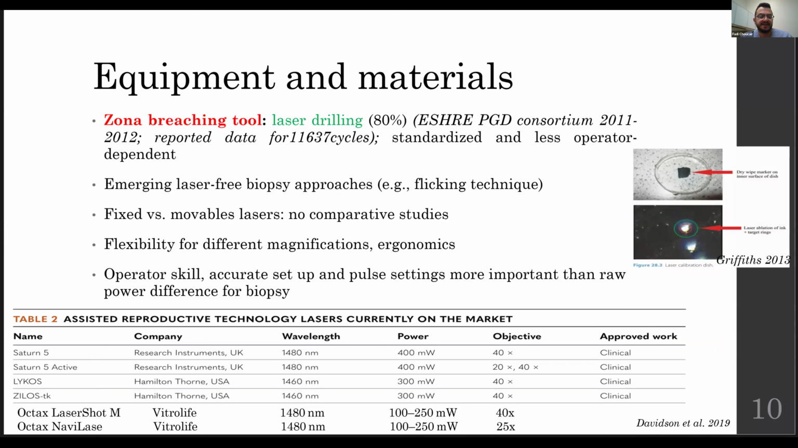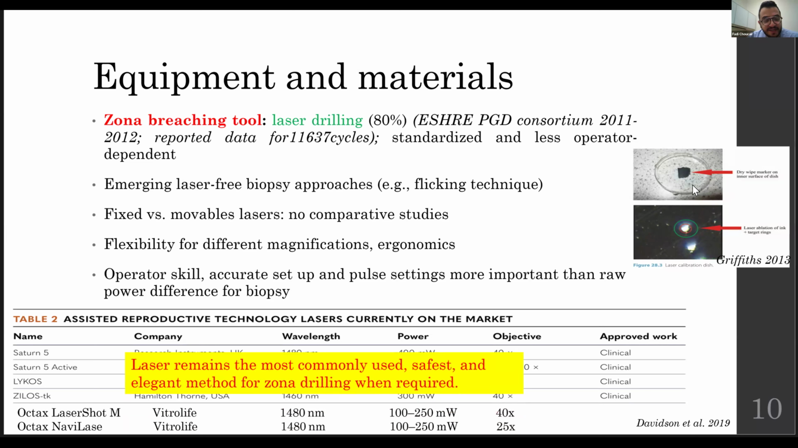Just to mention that part of the accurate setup is the calibration of the laser. Many systems come with prepared slides, where the laser ablates ink into a target ring, just to test that the system is precise and accurately shooting. Or there's another practice in the lab where you take a lid of a dish, mark it with a marker, and try to shoot just to make sure it's precise or whether it needs calibration. There are no studies showing which one is better. A small take-home message: laser remains the most commonly used, safest, and most elegant method for zona drilling when required.